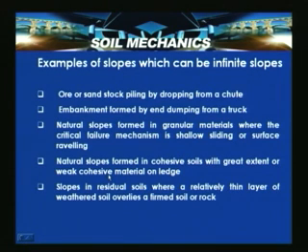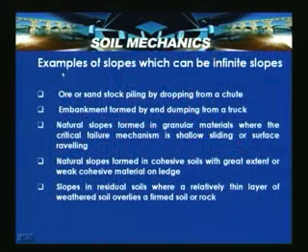Examples of slopes which can be infinite slopes: like we have just discussed, there are two types of slopes, infinite slopes and finite slopes. There are some cases where slopes can be categorized as infinite slopes and used for analysis, like ore and stock piling by dropping from a chute, an embankment formed by end dumping from a truck, natural slopes formed in granular materials where the critical failure mechanism is shallow sliding or surface raveling, natural slopes formed in cohesive soils of great extent or a weak cohesive soil material on ledge, and slopes in residual soil where a relatively thin layer of weathered soil overlies a firm soil or rock.